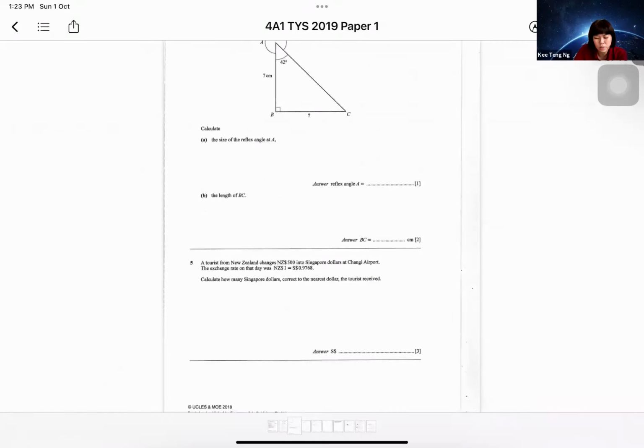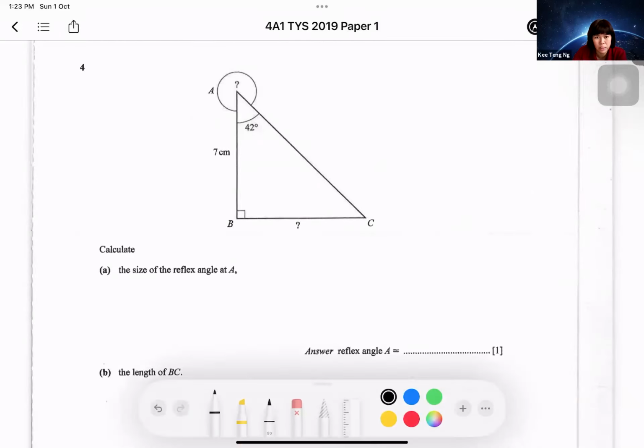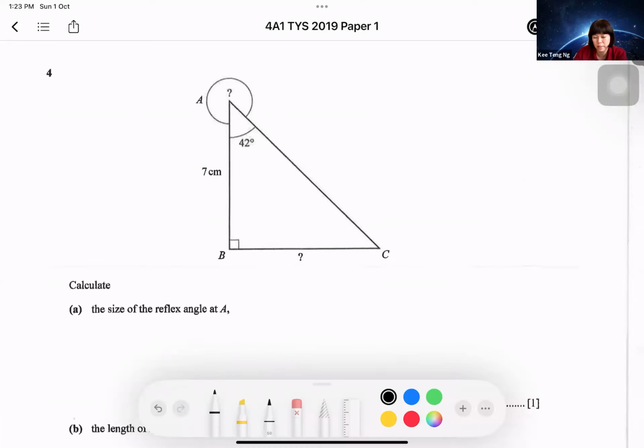Next question. This one over here is the angles in a triangle. I have 90 degrees and I have this length 7. Find the reflex angle at A. All the angles at a point add up to 360, so this reflex angle will be 360 minus 42. That gives me 318 degrees, the reflex angle.